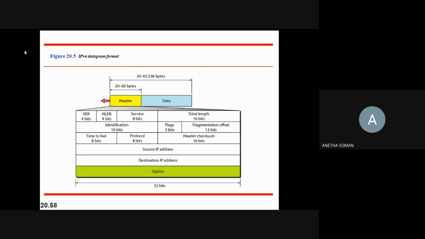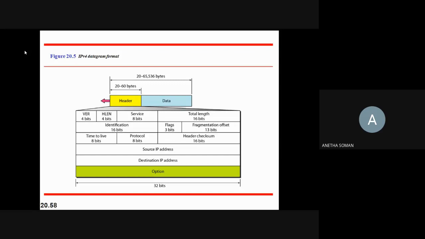Now, what is the importance of that header length? It is needed to determine where in the IP datagram the data begins. I have told you there is a header part and a data part, and you should be able to identify where exactly the data starts. So the header length will be specified, and after that the data will start. That is identified and represented in the second field.